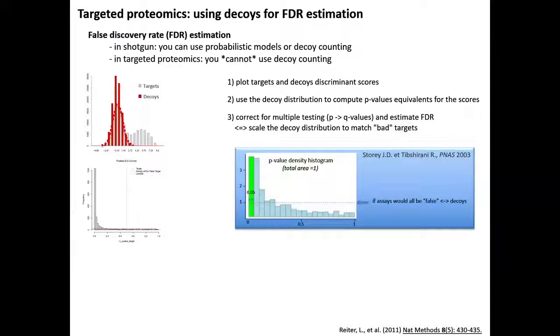But if you plot the real p-value distributions of this type of gray target plots, you will see that the p-values of these targets tend to cluster rather on the good side, so on this 0, 0. So all these assays are identified within a 5% identification rate, for example.